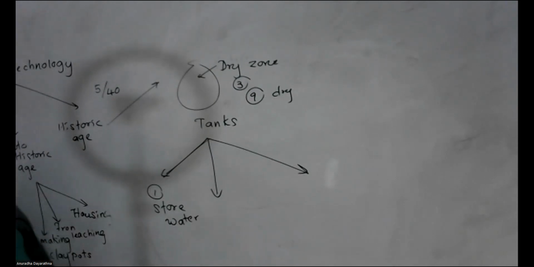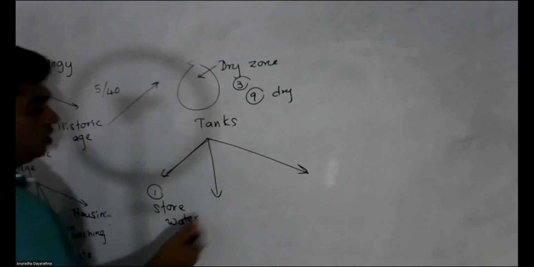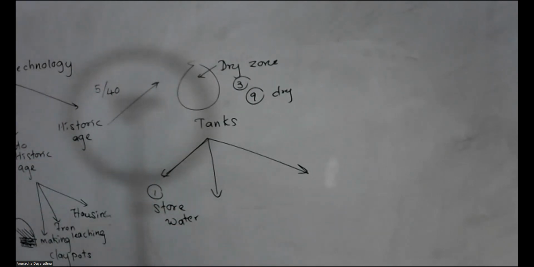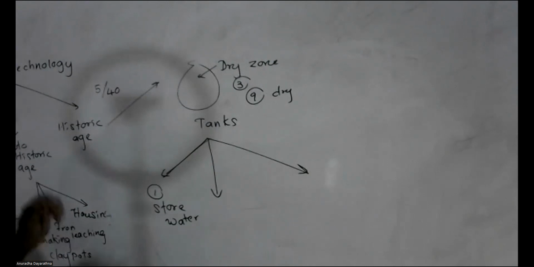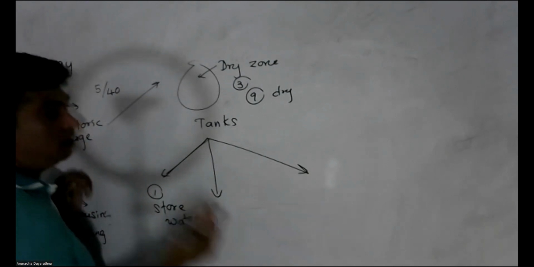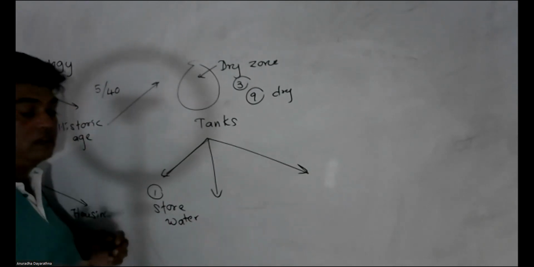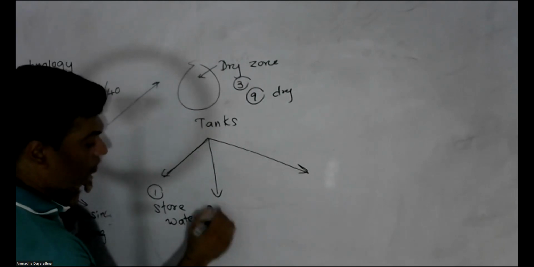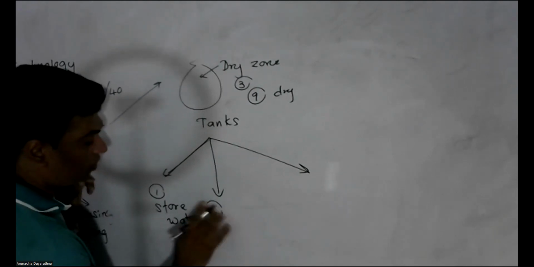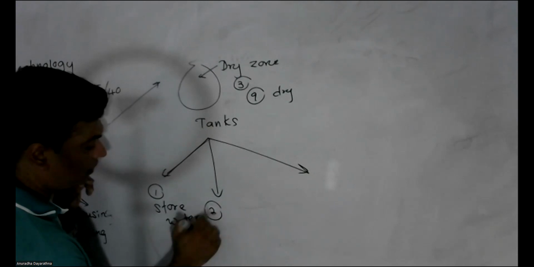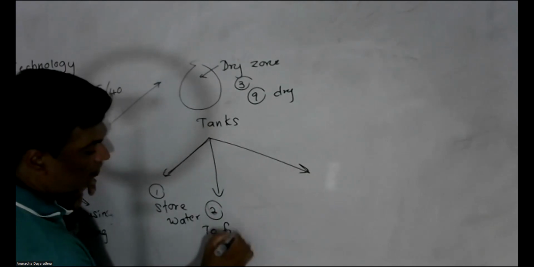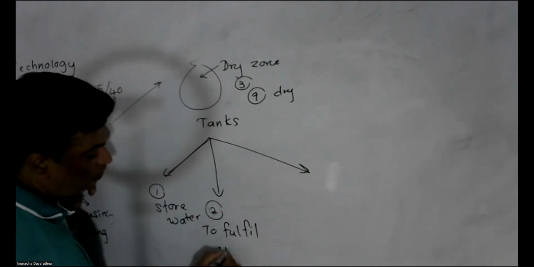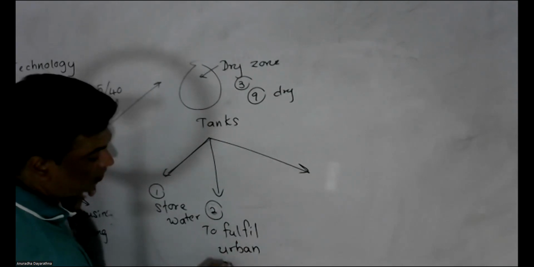And what is the other objective? Another objective is that many people are living in cities. The people who live in those cities wanted water for their daily activities. What are the activities that they want? Like cooking, bathing, and washing. So this is known as the second objective. What is the second objective? To fulfill urban water requirements.